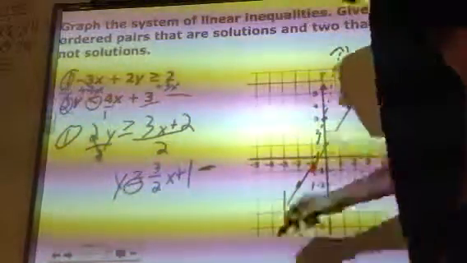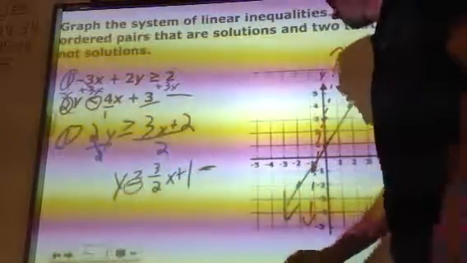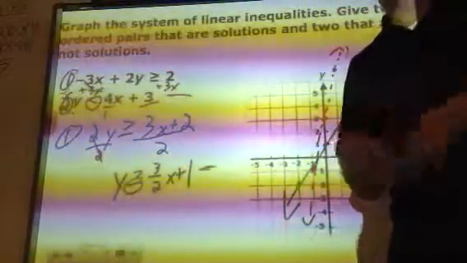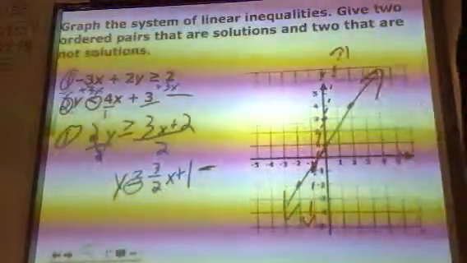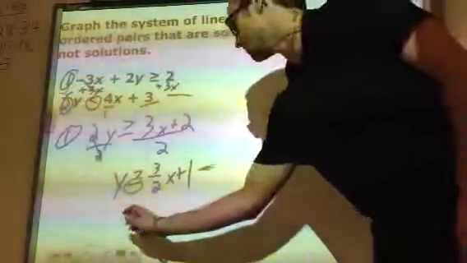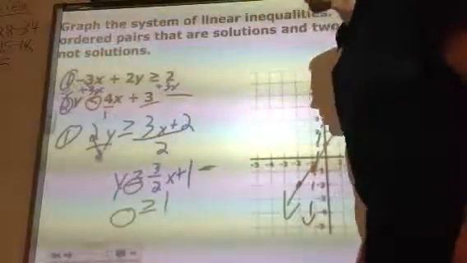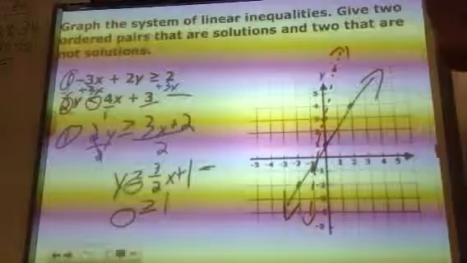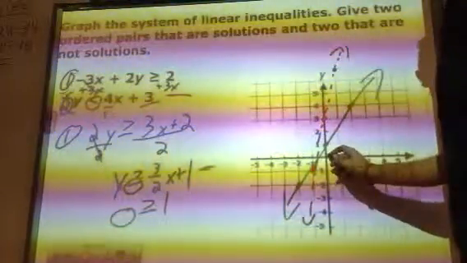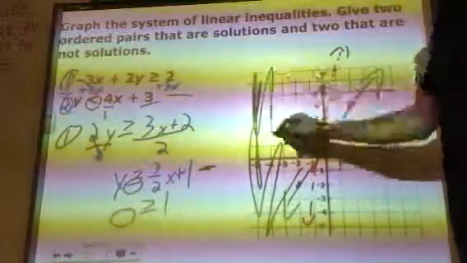Alright, so now let's think about where we're going to shade. Let's substitute in the point (0, 0) to see if we want to shade the point (0, 0), to see if that's part of our answer for these two inequalities. For inequality number 1, if we substitute the point (0, 0) in, 0 is greater than or equal to 1, since 3 halves times 0 would be 0. Now 0 is not greater than or equal to 1, so (0, 0) is not part of our answer, so we want to shade the other side of this inequality.